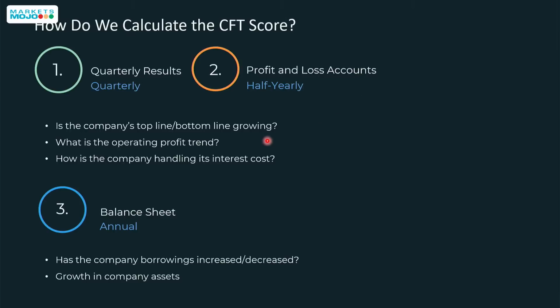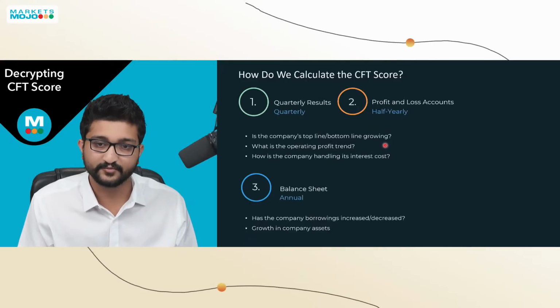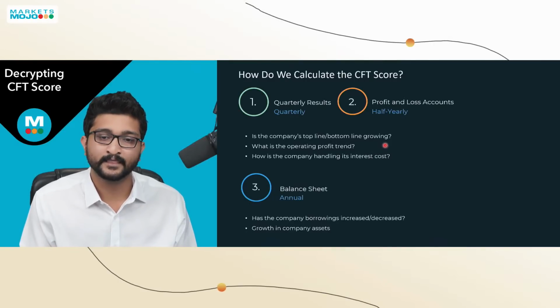Is the company's top line and bottom line growing? Are the net sales and profit increasing? What is the operating profit trend? How is the company handling its interest costs? These are some of the questions we ask of these particular financial statements.